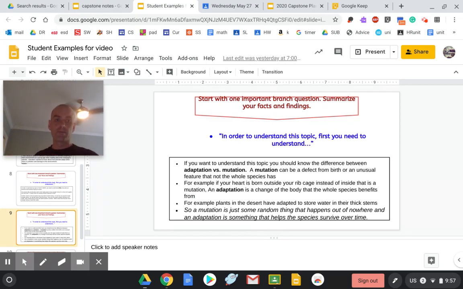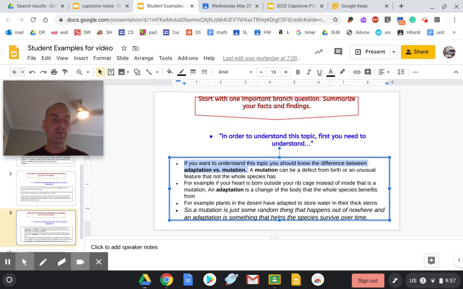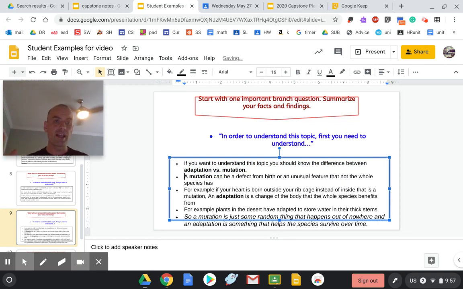So notice, Madden set up his topic sentence that we need to understand the difference between adaptation versus mutation. So he told us the most important thing we have to understand. And then he taught us. He used examples, he explained, he was clear. So that's what you're doing. What's the most important thing we have to understand? And then teach us about that thing.